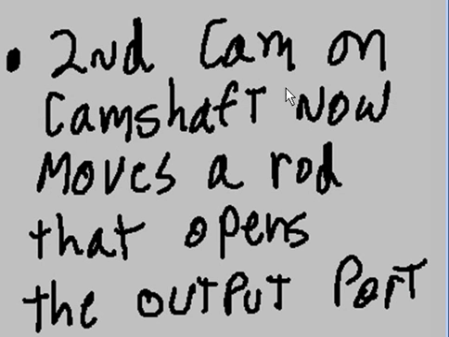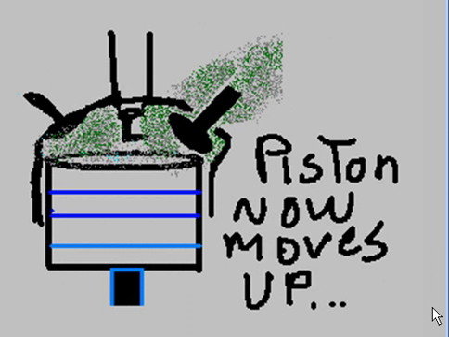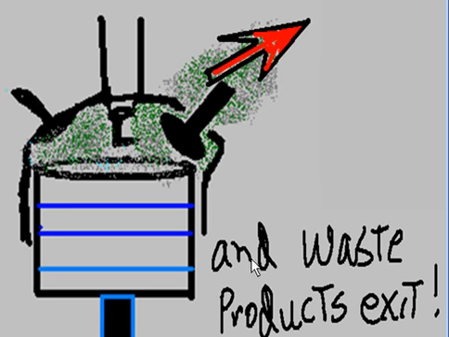The second cam on the camshaft now moves a rod that opens the output port. And here's the output port. It's now been opened. And now the piston moves up. And the waste products exit. The end so far.